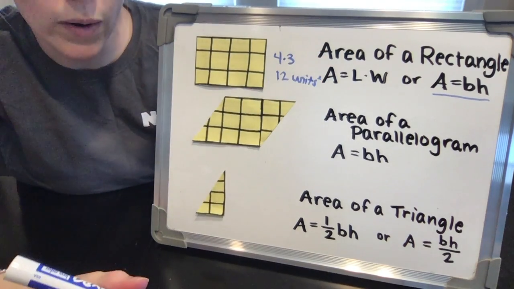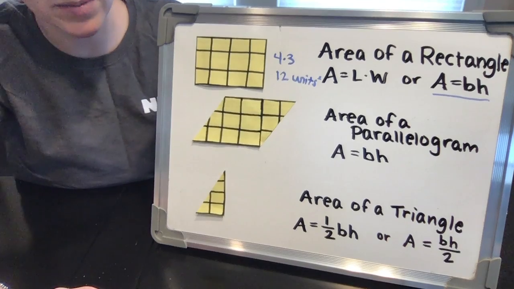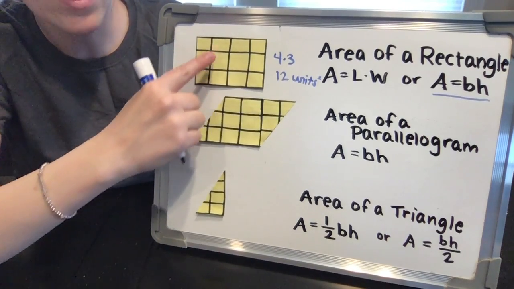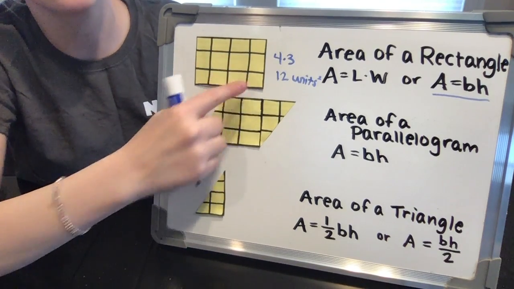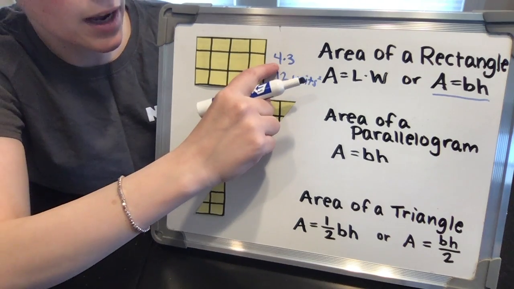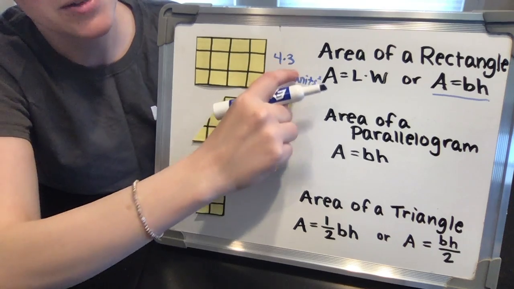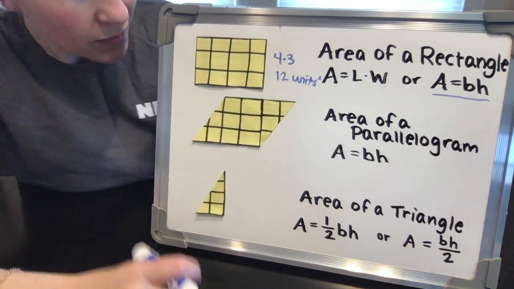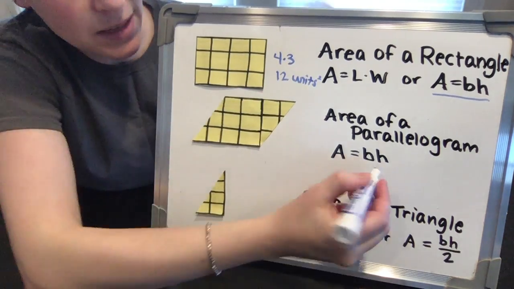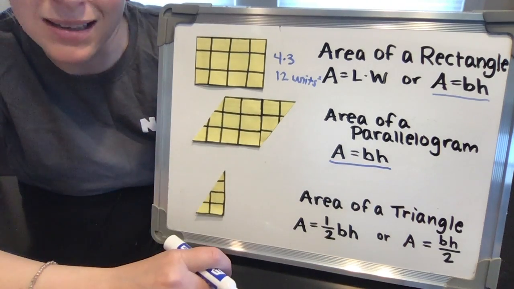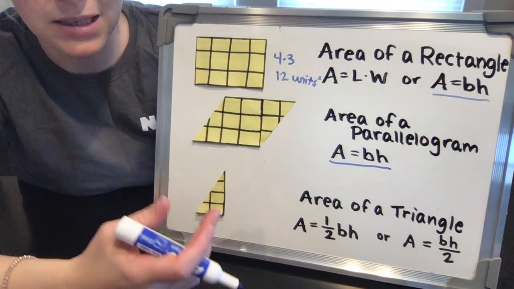squared, or square units. And the reason that the units have to be squared is because if you notice, we are filling up the area with squares. Also, we did a unit 4 times another unit 3, and a unit times a unit is a unit squared. So next we have area of parallelograms, and what you'll notice is the formula is the same. Area equals base times height.